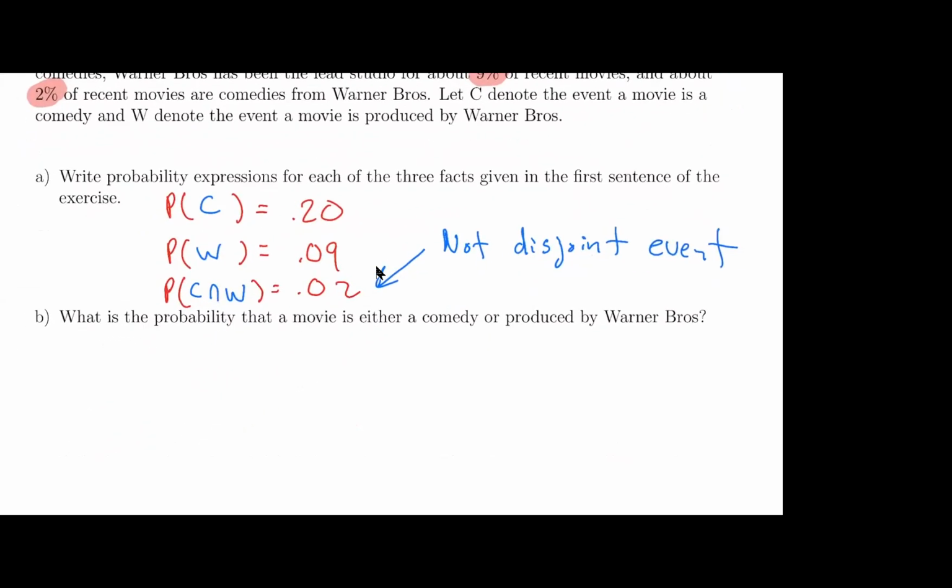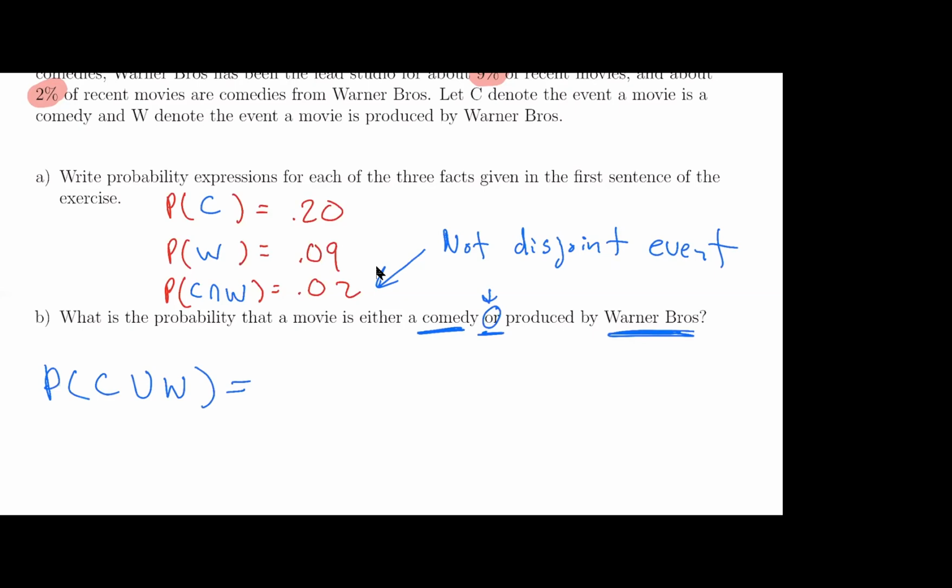So let's go on to B. It says, what is the probability that a movie is either a comedy or produced by Warner Brothers? So right here, the key word is or. We want it to be a comedy or it was produced by Warner Brothers. So that means we want the probability it was a comedy or it was produced by Warner Brothers. Any question on why that's the probability we're looking for?